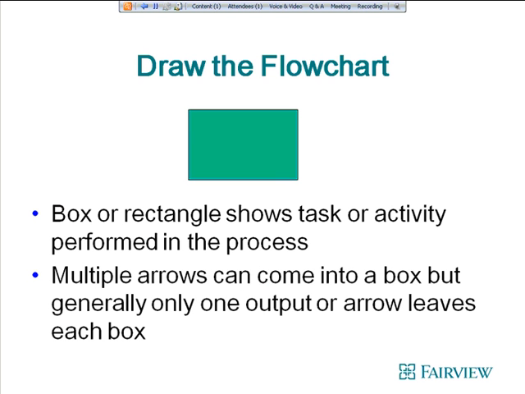So the rectangle box, a box or a rectangle shows a task or an activity performed in the process. Now, multiple arrows can come into a box, but generally the goal is there's only one output or one arrow that leaves each box. So when we're talking about using the regular size Post-its, that's that rectangle we're looking at that we do a lot of this work with.